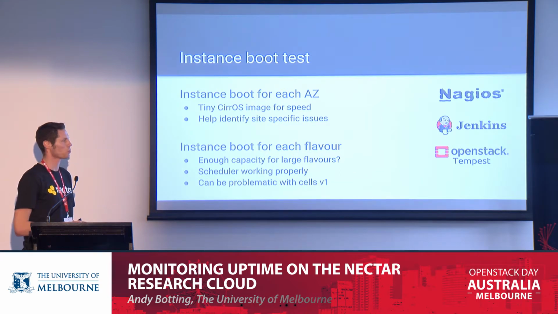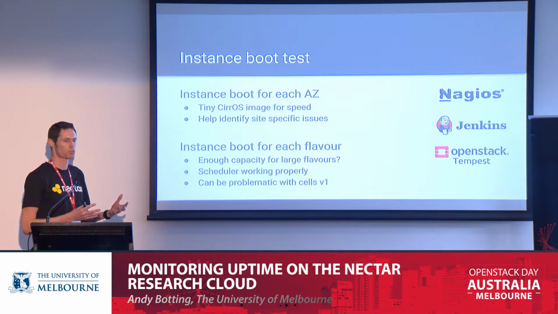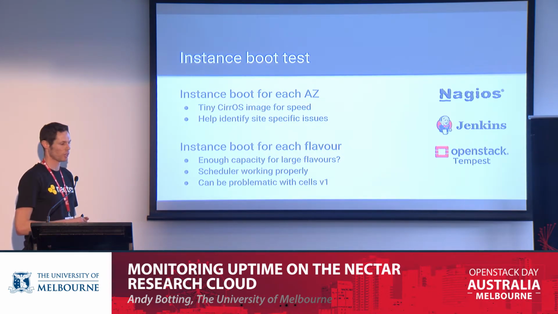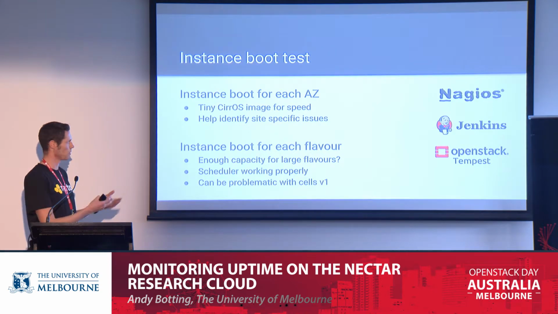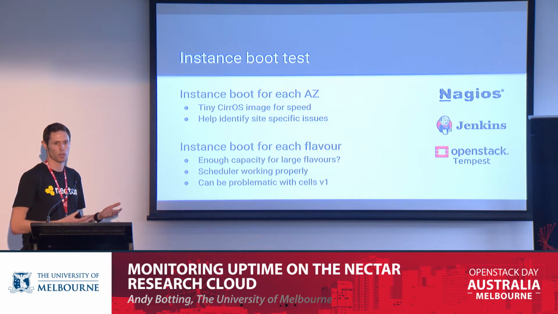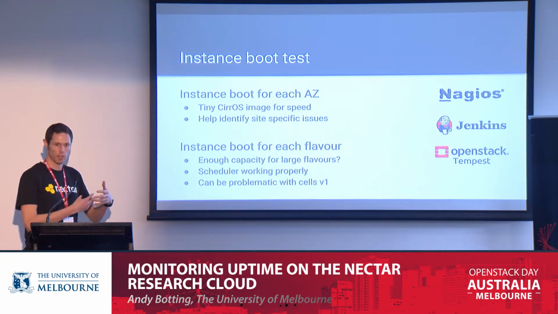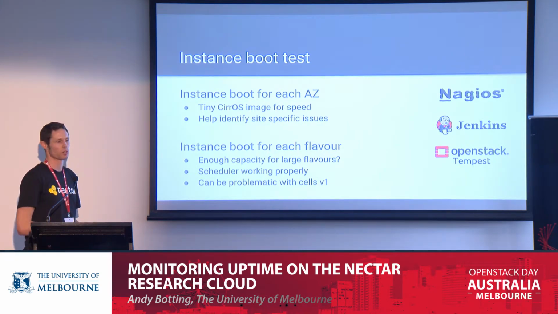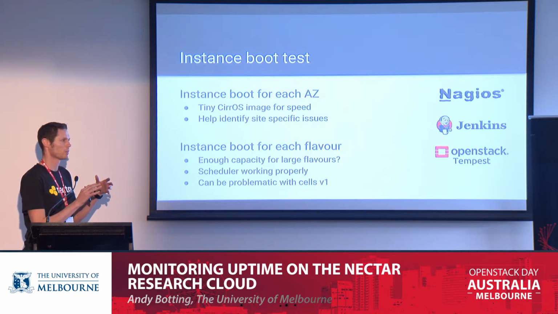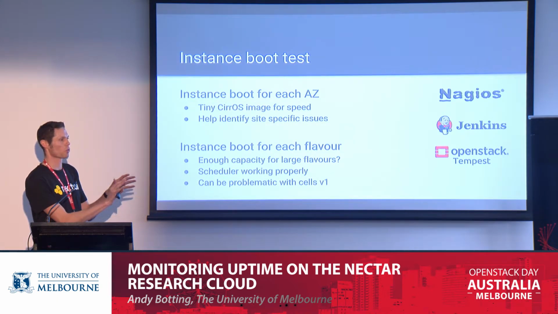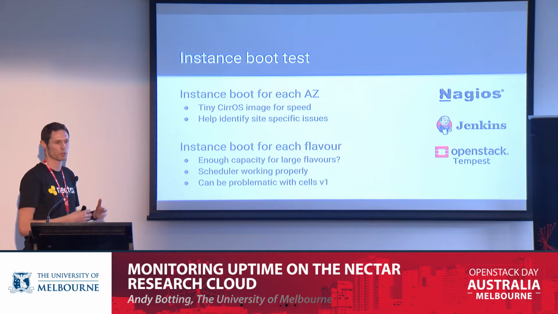It also helps us to identify when we have central issues as well. So, if we notice that we start getting alerts that this test has failed at a couple of sites, we immediately start to look at the core and not the sites themselves. So it helps kind of take our focus away from the individual sites that have failed and start looking centrally.